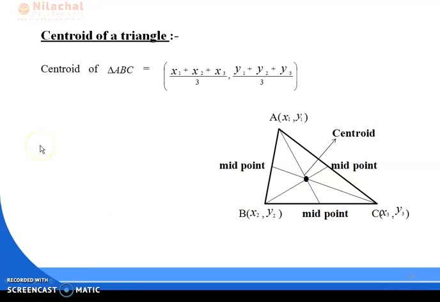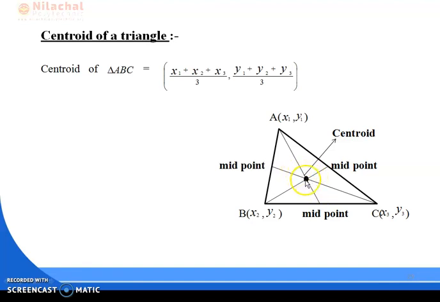Let's see the centroid of a triangle ABC. What is the centroid formula? You can see in this figure, A point, B point, C point of a triangle is given. What do we mean by centroid? First of all we find the midpoint of the three sides: AB side midpoint, BC side midpoint and AC side midpoint. Then you join each midpoint with the opposite vertex. What we get is called a median. This is also a median. There are three medians in a triangle.